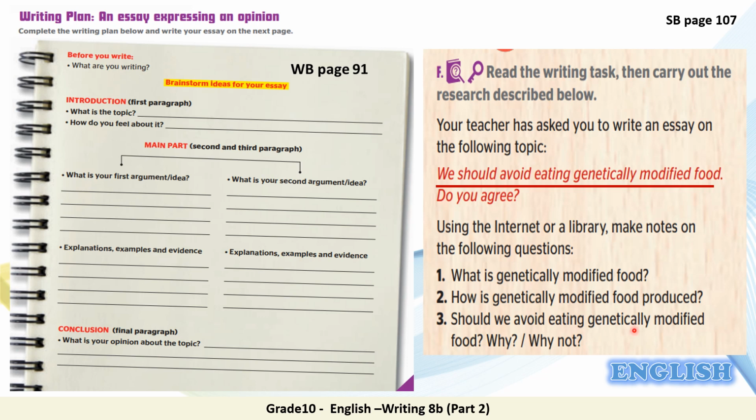You can use these questions to help you look up the internet. What is genetically modified food? How is genetically modified food produced? Should we avoid eating genetically modified food? Why and why not? Look up the internet and try to make some ideas in order for you to be able to plan your writing.